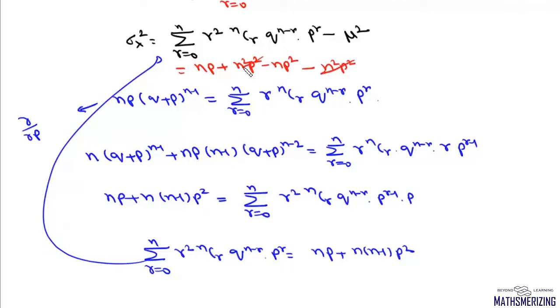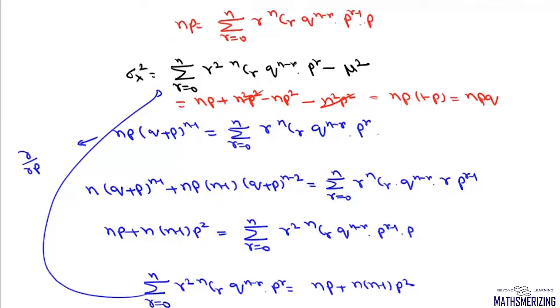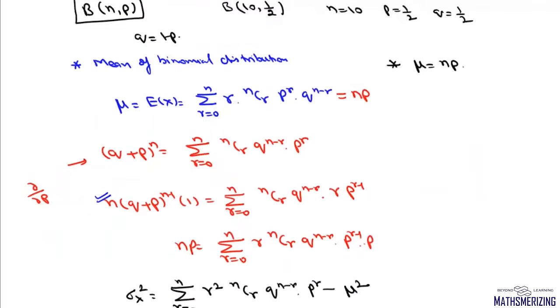Now this n square p square will cancel, and here if we take np common, we'll get np into (1 minus p), and 1 minus p is q. So its variance will be npq. So for binomial distribution, the mean is n into p and its variance is npq. So if we have to find the mean and variance of a binomial distribution, all we need to know is the value of n and p. With n and p we can find the mean as n into p and the variance as n into p into q.